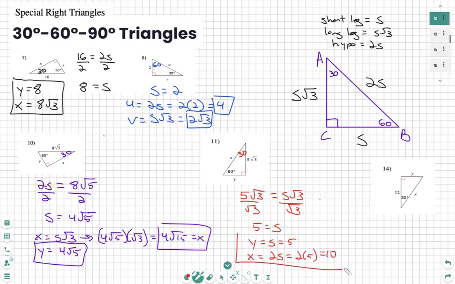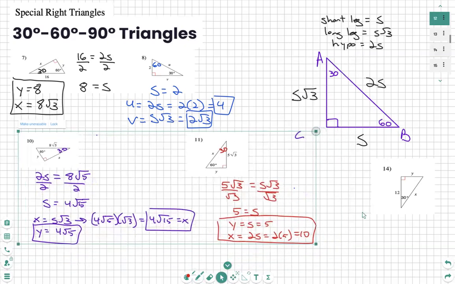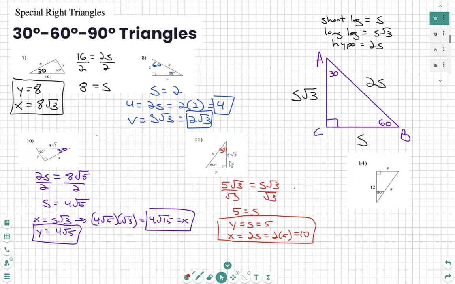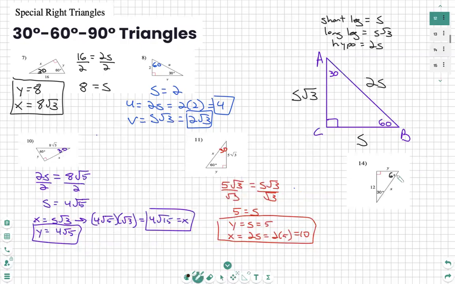Done. Beautiful. Oops, not a beautiful box. Let's try it one more time. Cool. Last problem. Let's make these a little smaller just so we have a little more room. Perfect. We can move this C back over. All right, last one. What are we told? We are told across the 60, or the long leg. So 12 is equal to S root 3.